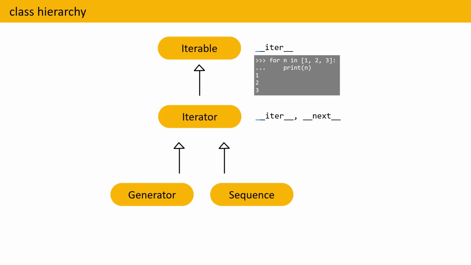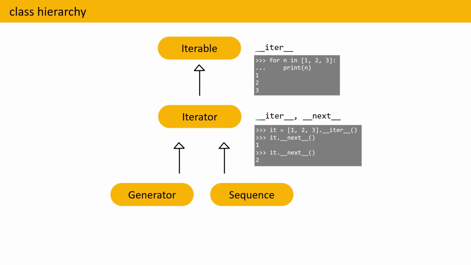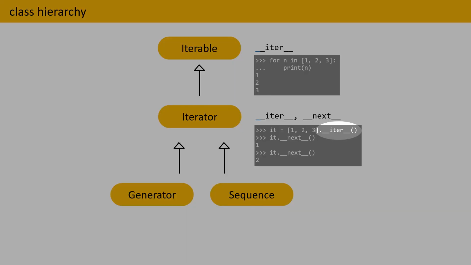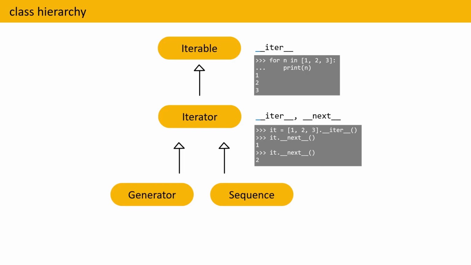Every iterator has two methods: __iter__ again, which usually returns the iterator itself, and __next__, which returns the next element of the iterator. We can get the iterator for a list by calling the __iter__ method, and then can iterate step by step over the elements in the list by calling __next__.